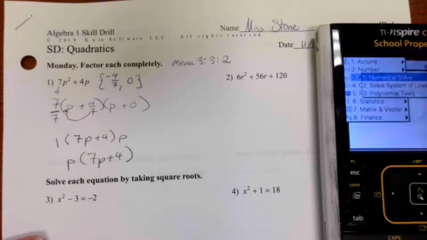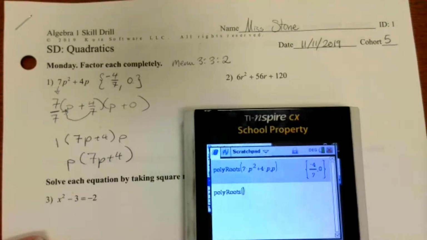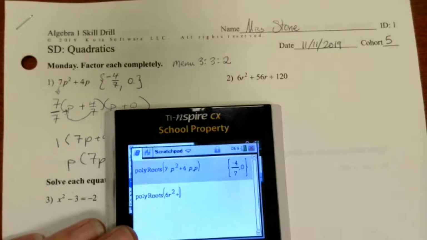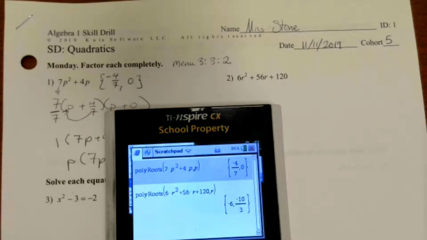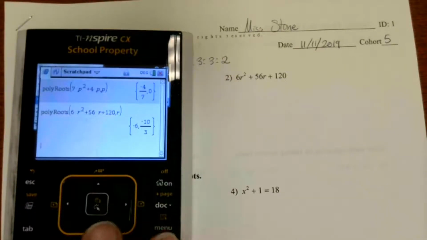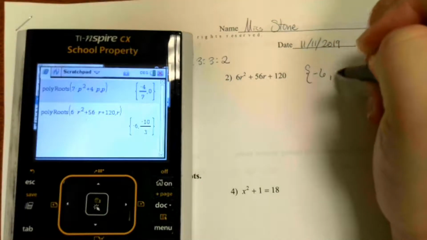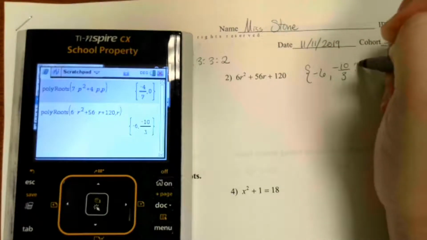Again, menu 3, 3, 2. Put in our equation. I highly encourage you to try this on your own before watching the rest of it, to make sure that you understand or to find where your confusion is. So now I have my 2 numbers. These are called solutions. These are also your x-intercepts.